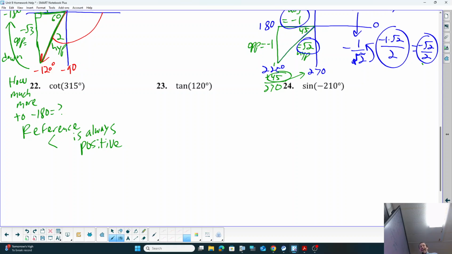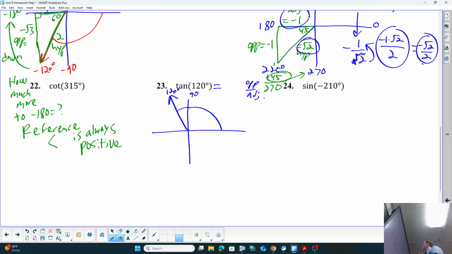So 23 is tangent. Do you remember what tangent is? Tangent is TOA, so opposite over adjacent. Draw your 120 degrees. So that's 90 degrees, so just a little bit more is 120 degrees. Well, what's the reference angle then?